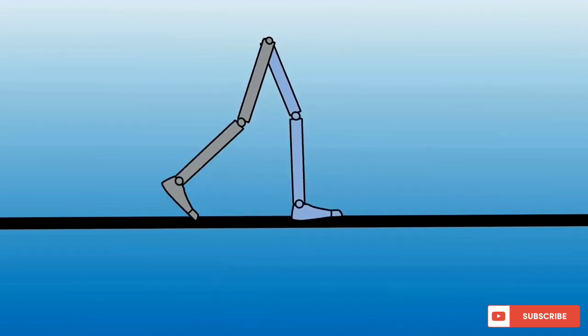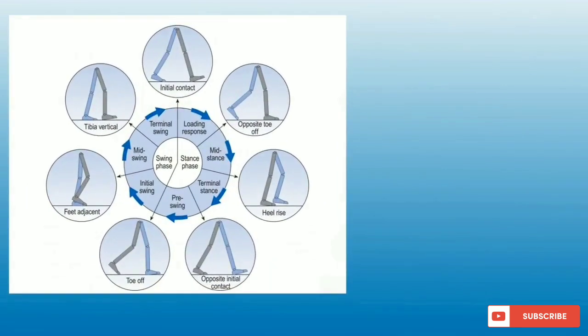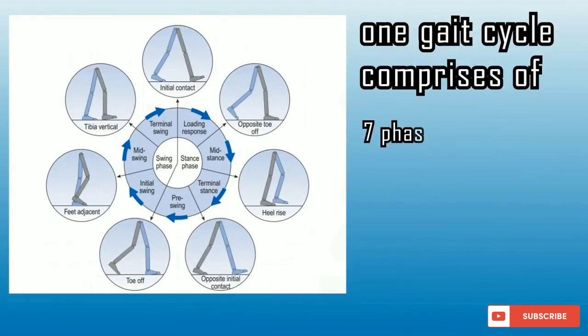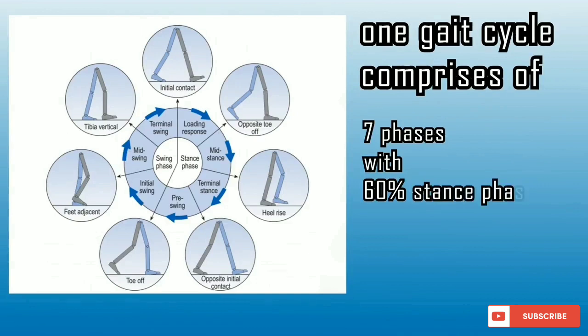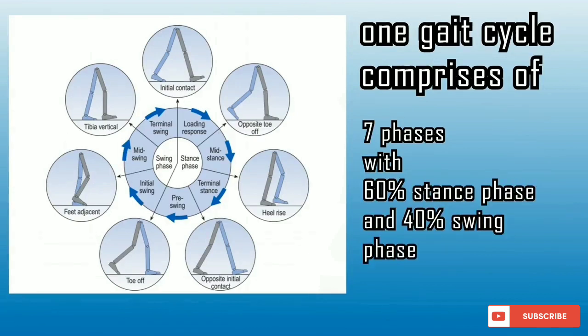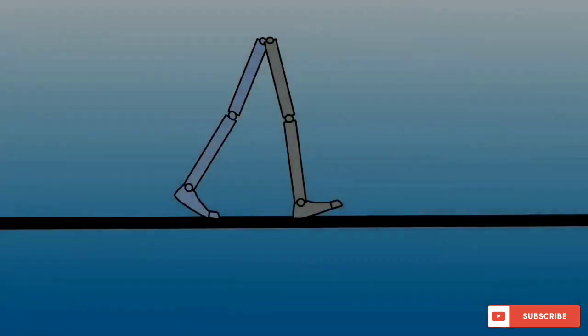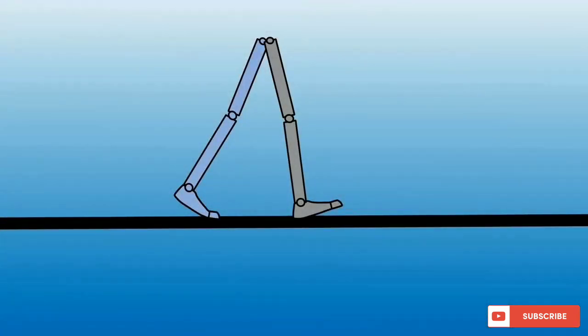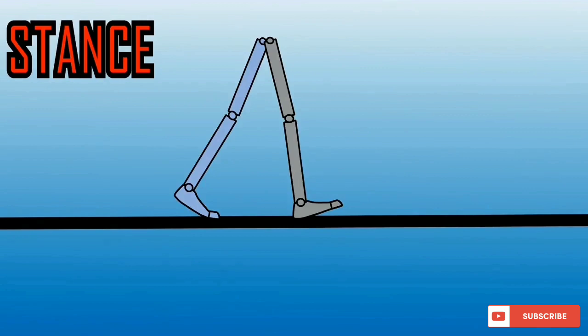Now we can divide our gait cycle into two main phases. First is the stance phase, second is the swing phase. Both phases in total can be divided into 7 sub-phases. 60% of the gait cycle is occupied by the stance phase and 40% is occupied by the swing phase. While analyzing the gait cycle, first of all we will go through the stance phase.